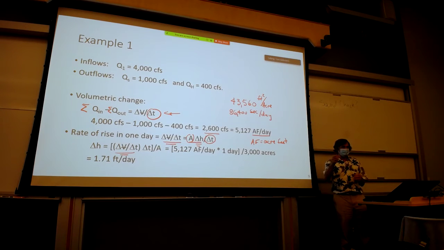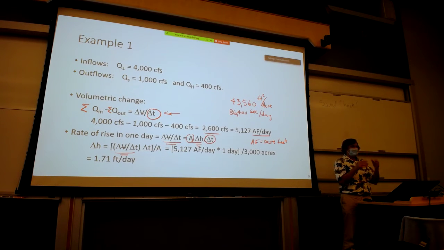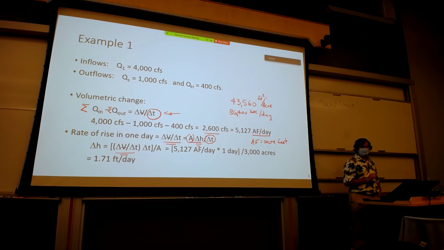Again, if you only maintain this condition for 1 hour, then that rate of rise, 1.71 feet per day, is still accurate, but it only did that for 1 hour. So if you divide that by 24 hours per day, you would see the rate of rise in that 1 hour period. Okay?